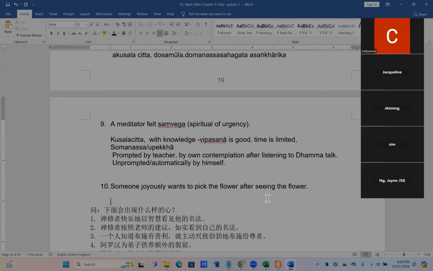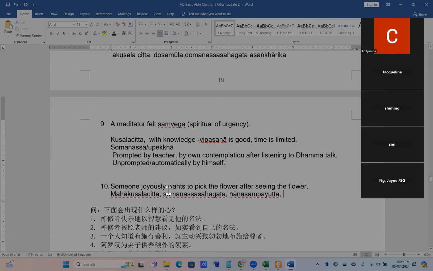I think this one is under Mahakusala Citta. Okay, Maha Kusala Citta. Yes. What else? Somanasasa Gatang. Somanasa. Okay, we write your answer first. And then it should be Jnana Sampayutang. Okay.